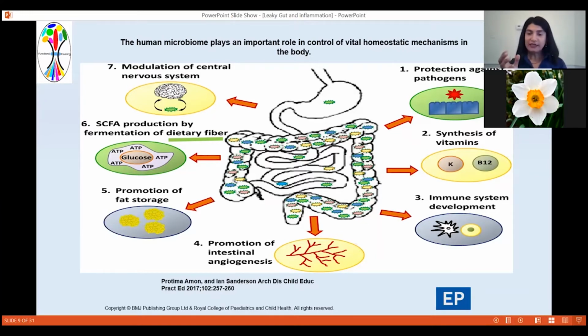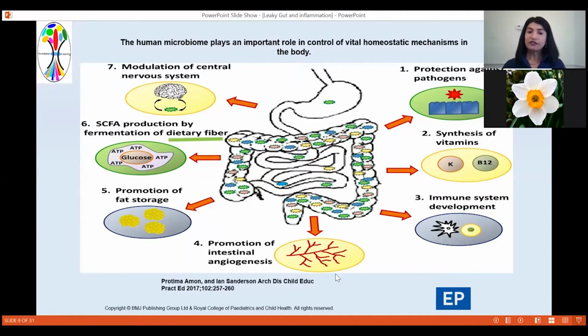Our immune system is made up of immune cells, and the immune cells and the bacteria actually are constantly talking to each other. They are communicating with each other. They're sending signals to each other. And these signals are critically important for the immune system to stay calm, to stay stable.